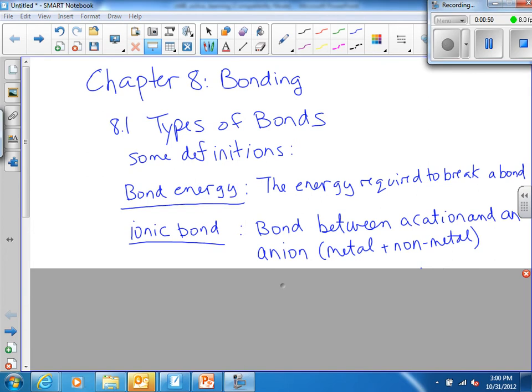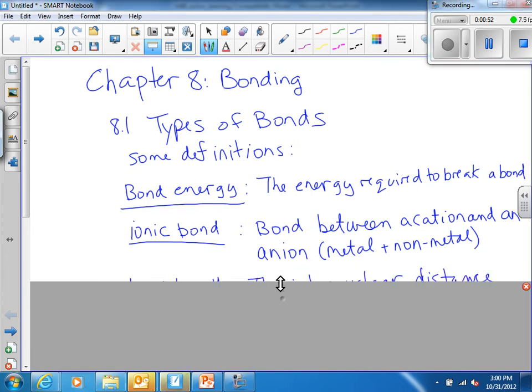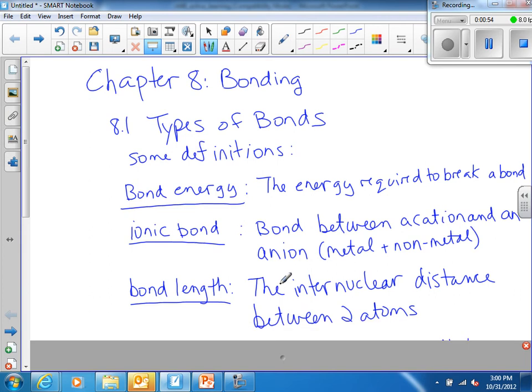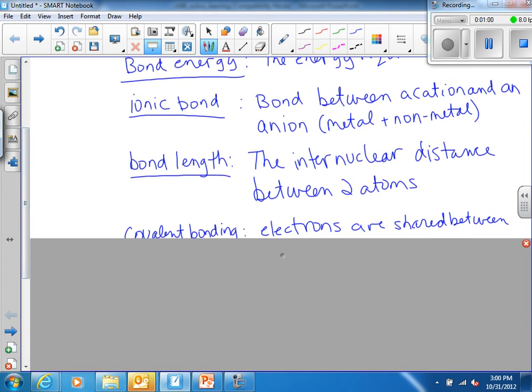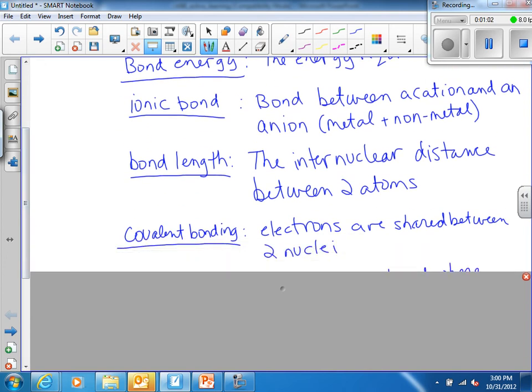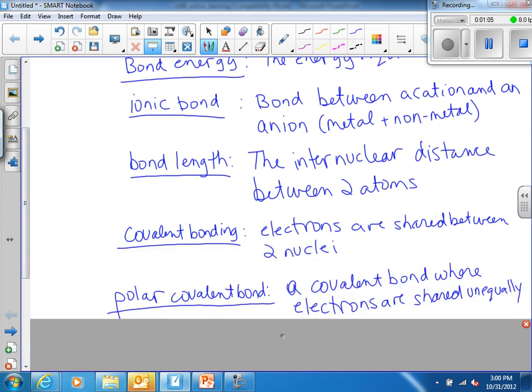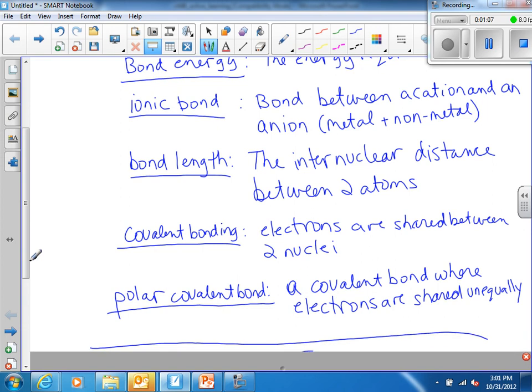and an anion, a metal plus a nonmetal. Bond length is the internuclear distance between two atoms. Covalent bonding is where electrons are shared between two nuclei. Lastly, a polar covalent bond is a covalent bond where electrons are shared unequally.